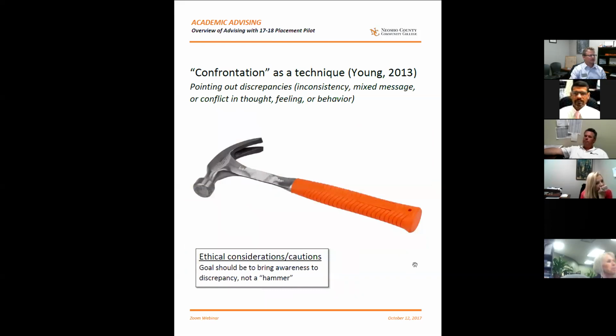So there's also a technique, confrontation, that you might find yourself being able to use in these situations. And that's really just pointing out discrepancies between what you notice and what the student is saying or presenting when they're giving you this information. So really, this is just an inconsistency in what they're saying and maybe what their past experience has been.